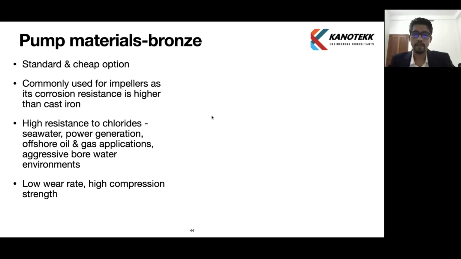We can use it for seawater, offshore oil and gas application, power generation, aggressive bore water environments where the water is having a caustic property. Also, the wear rate is very low and it has high compression strength. So even the pulsating flow, the material can adjust to different flow conditions.